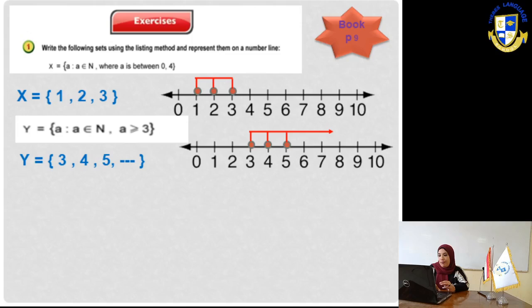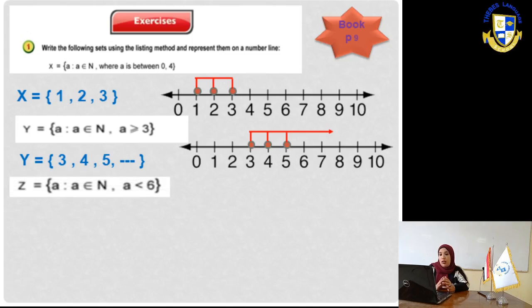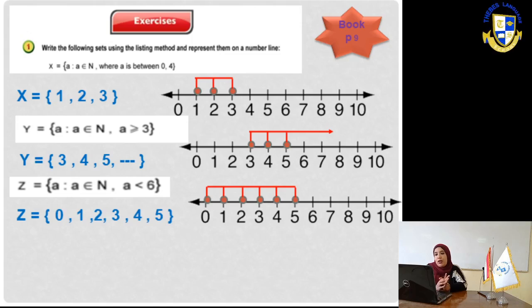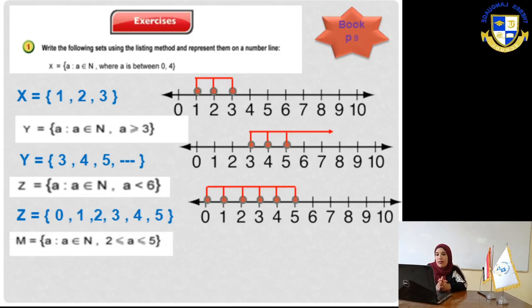Okay. Next one. Z is the set of A, where A belongs to N, and A is a number smaller than 6. What are the natural numbers smaller than 6? It will be the set of 0, 1, 2, 3, 4, and 5. Here you have smaller than only, so you will not write 6. Represent each element on the number line, from 0 to 5.